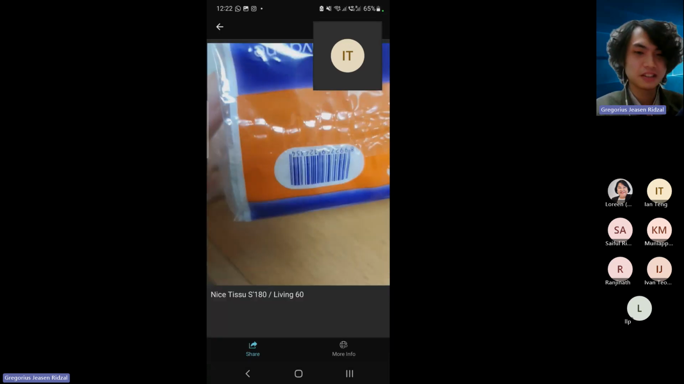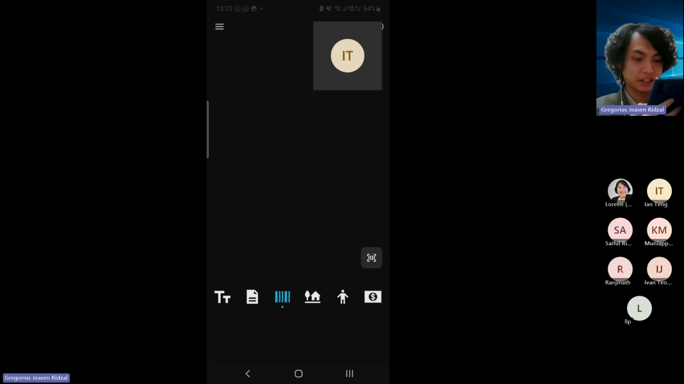Oh yeah, you see, it scanned its tissues. I don't know which database it's pulling from, but if you're shopping and you need a little bit of a vision check, it's very useful. You can share it here on the bottom left, more info. Let's try out the other functions.